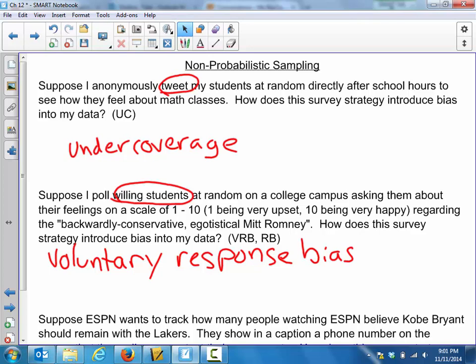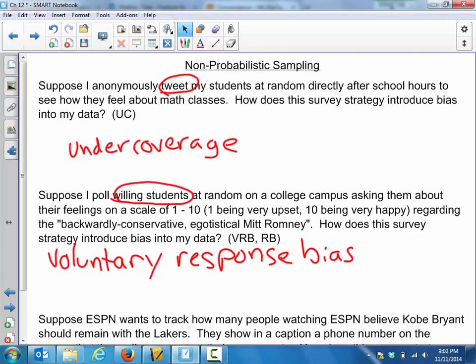And that's a problem for the following reason. If all we're doing is getting information from people who want to be included in the survey, it's totally possible that the people who want to be included in the survey would have very different feelings about Mitt Romney than the rest of the population at large. Okay, so my population might be students on this college campus, and again, the parameter of interest would be their feelings for Mitt Romney. So there's some overlap here.